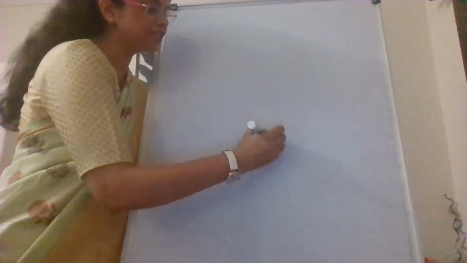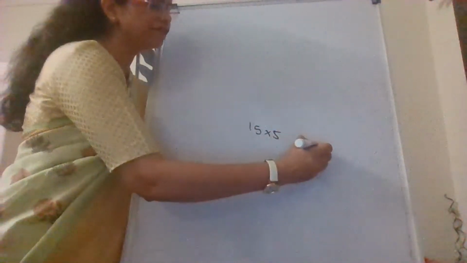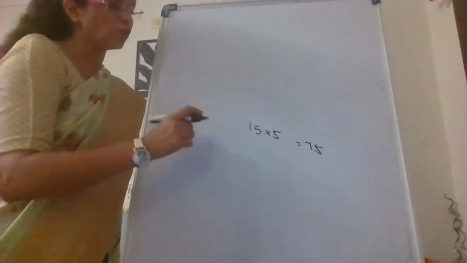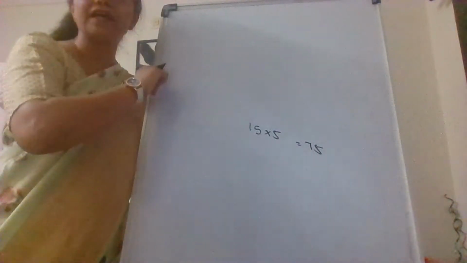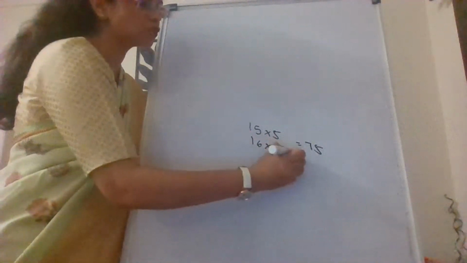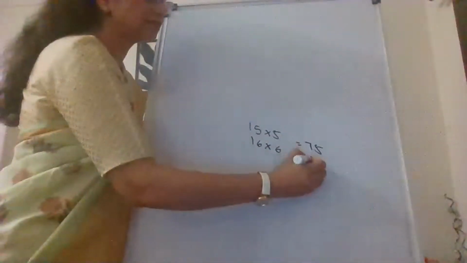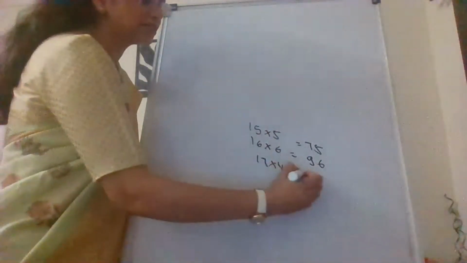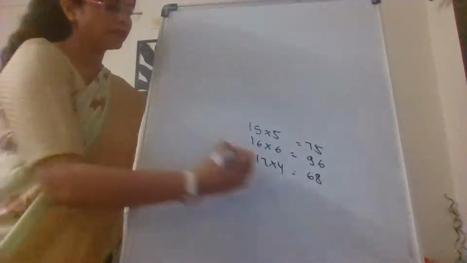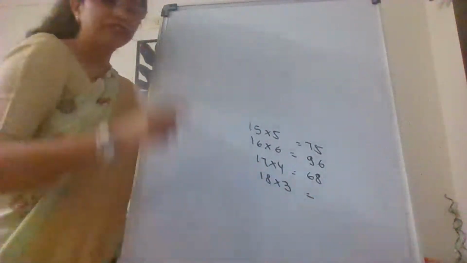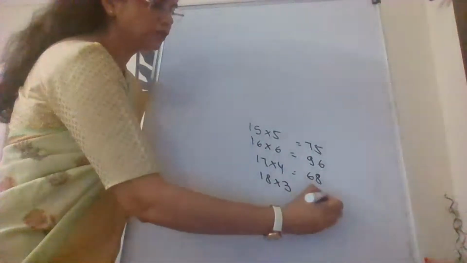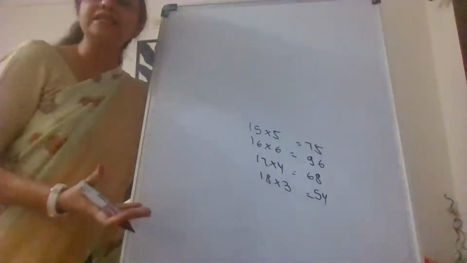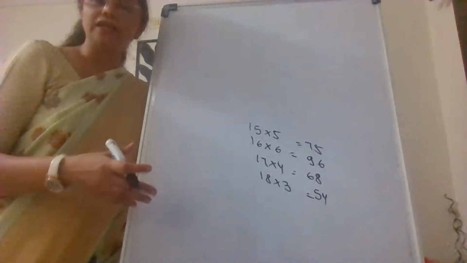If I have given you 15 times 5, what you will say? 5 and 25, 75. Got it? As 5 times 5 is 25. So what you will say? 5 and 25, 75. Now, 16 times 6, what you will say? 6 and 36, 96. 17 times 4, 4 and 28, 68. 18 times 3, 3 and 24, 54. So no need to learn tables anymore. You can write it down very easily, any table. Okay? Isn't it so easy to learn?